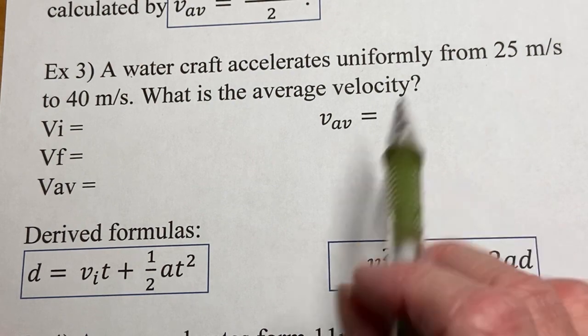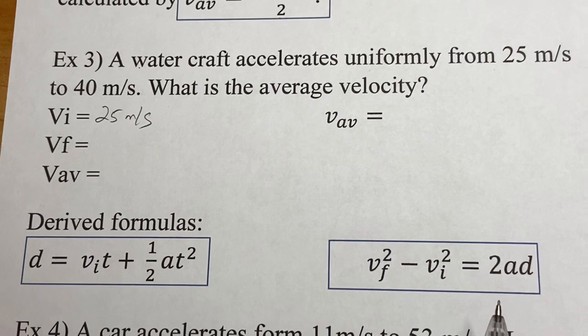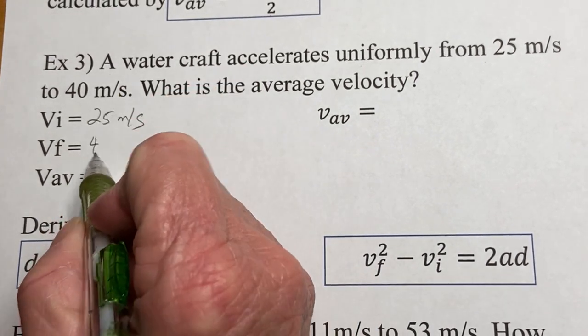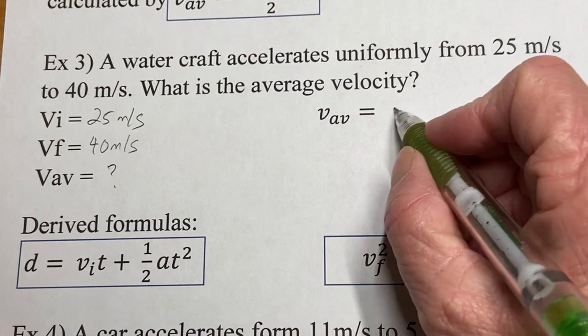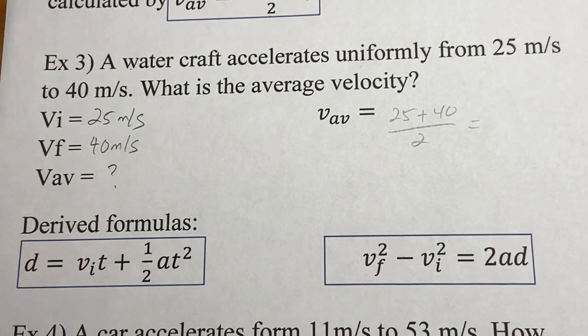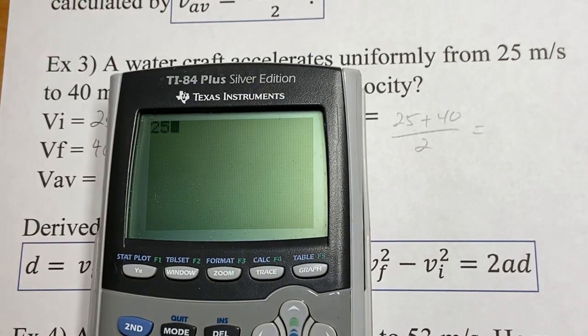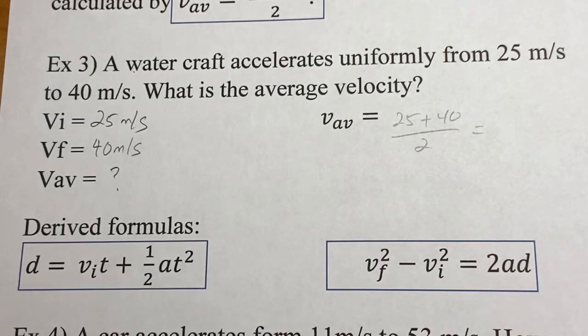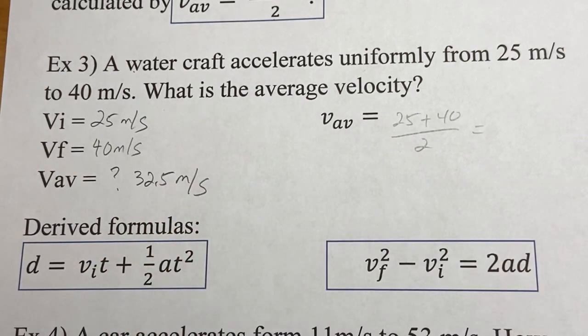All right, so a watercraft accelerates uniformly from 25. So 25 is where it starts, so that has to be the initial. And later, again, it's not an end, it's just later, but we call it the final, it's 40 meters per second. So V average is my question mark. Okay, so I'm simply going to use the formula 25 plus 40 over 2. Let's work it out. 25 plus 40 equals, divided by 2, looks like 32.5. So 32.5 meters per second.